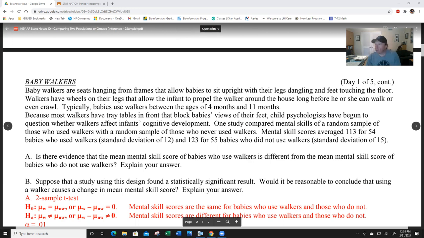All right, so looking at it right away, the ones that did not use the walkers were 10 points higher. Do you see that? They were 10 points higher. Is there evidence that the mean mental skill score of babies who use walkers is different? Different is not equal to. They're not looking at greater than, less than for some reason. So you think it'd be less what they're looking for, but it's different from the mental skill score of those babies who did not use walkers. All right, fine. So this is what we got.